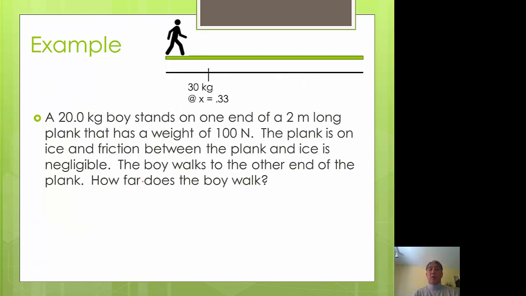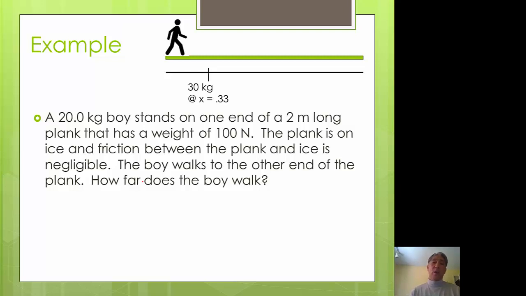So how would I use that? If it's a closed system with no external forces, in this case, the boy stands on one end of the plank. The plank is on ice, and friction between the plank and ice is negligible. By eliminating friction, I basically said this is now a closed system. The boy walks to the other end of the plank, and how far does the boy walk?